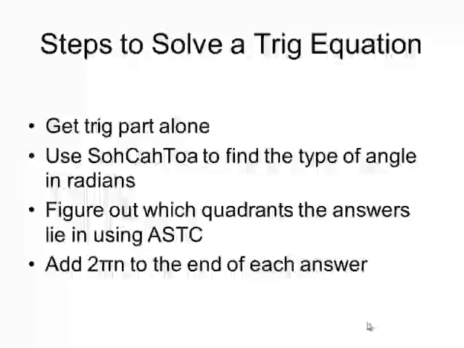The third step is to figure out in which quadrants the answer is in using ASTC, which is a rule that I will explain as we go through the first example. And our last step is we're just going to throw a plus 2 pi n onto the end of our answers. And I will explain why we do that when we do the first example. These same 4 steps every single time.